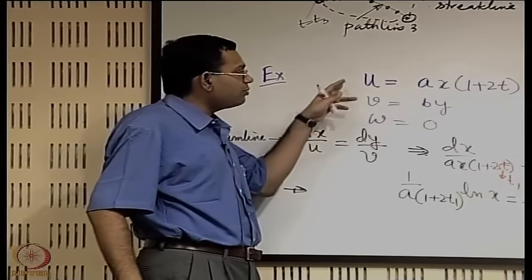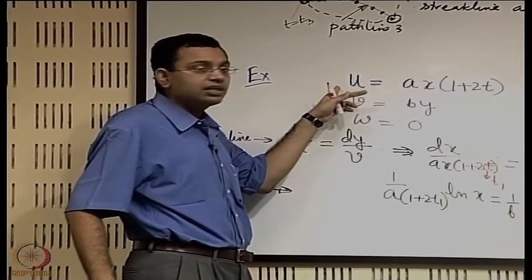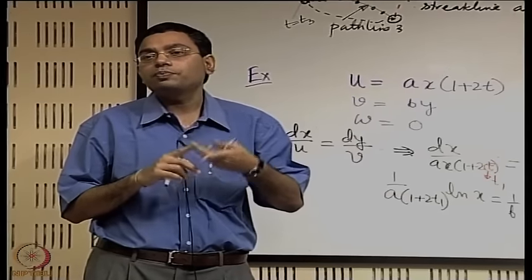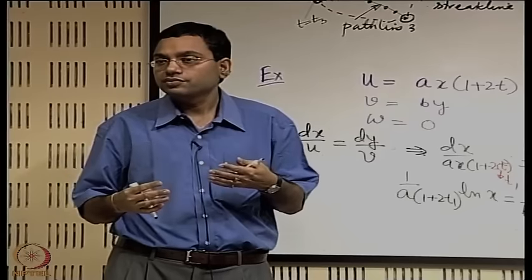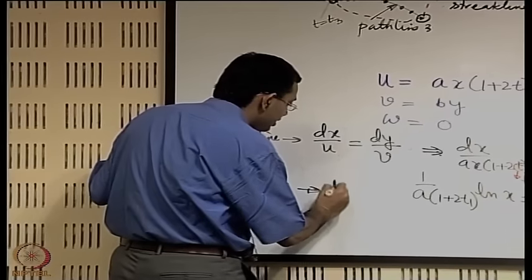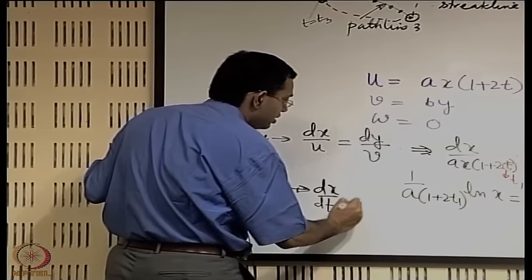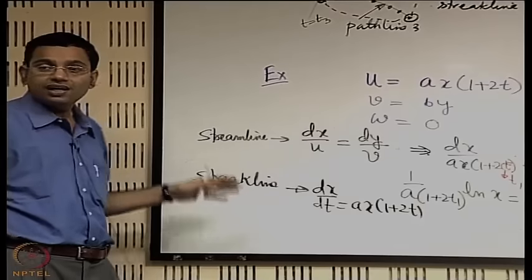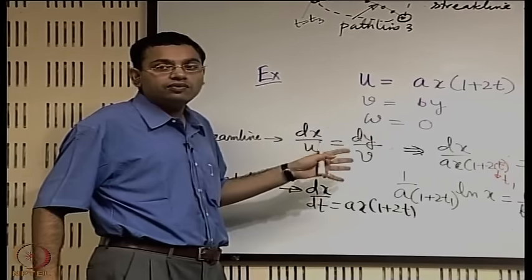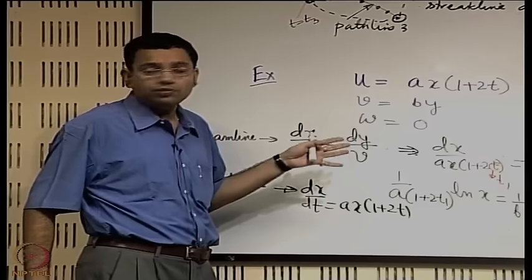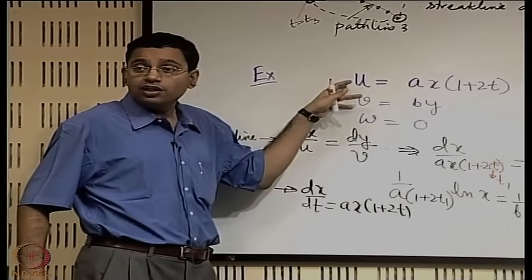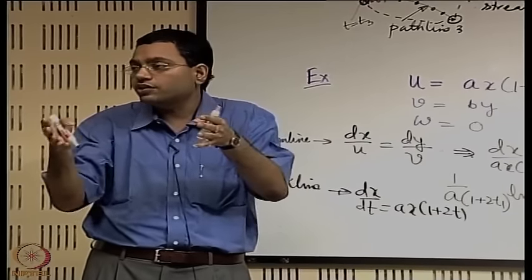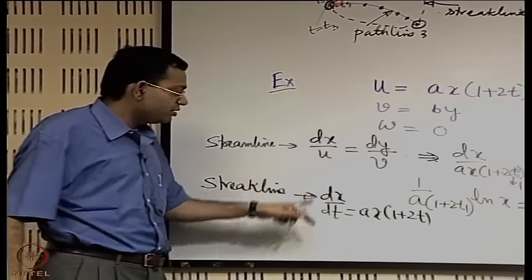To consider the streak line we have to remember one thing: this is a velocity, that means if a fluid particle is injected at a point it will also represent its rate of change of position. That means you will have dx dt is equal to ax into (1 plus 2t), where x represents the x component of displacement of a fluid particle which is subjected to this velocity field. Remember the fluid particle is inert to the velocity field, so whatever the velocity field is imposing on it to do, it will do that. So this is what it is imposing.